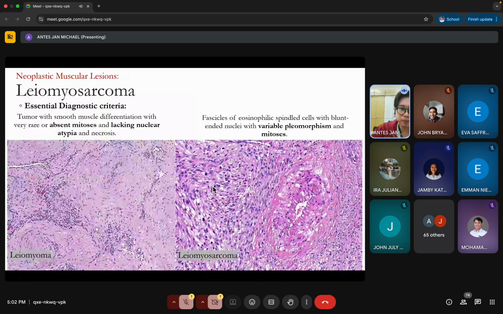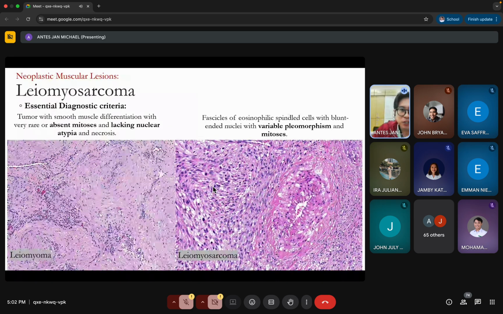But however, when that angioleiomyoma is a malignant counterpart, we will diagnose it as leiomyosarcoma. Okay, there's no angioleiomyosarcoma. All malignant counterparts of leiomyoma or angioleiomyoma are called leiomyosarcoma.